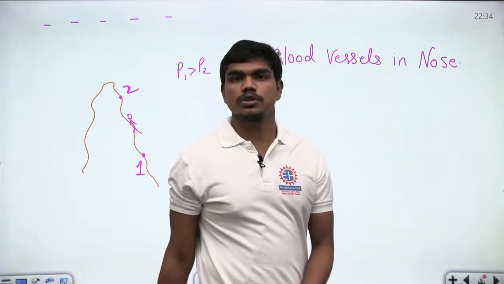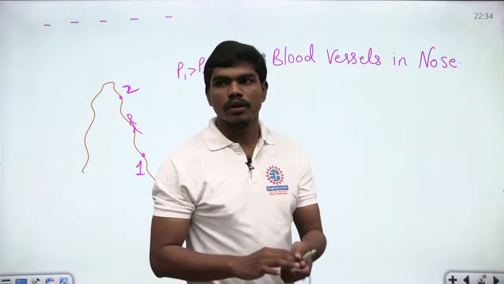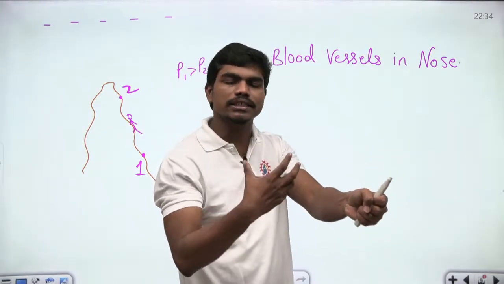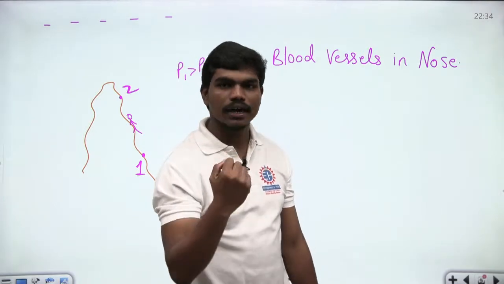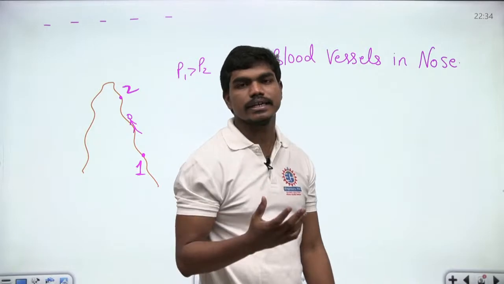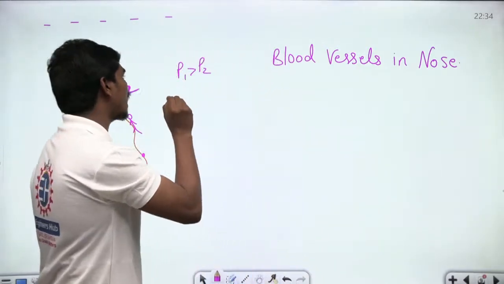blood vessels in the nose. So what happens? These vessels are very weak in general. That's why if I punch my hand here, definitely I get some pain, but not to too much extent. But if I punch my nose here, I'll definitely experience more pain, because these vessels are very weak and they get ruptured very easily. So in high altitudes, what happens?